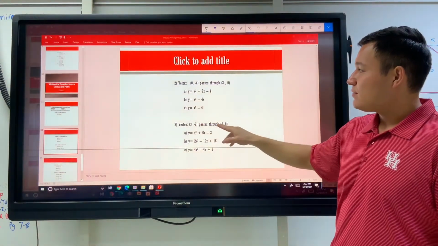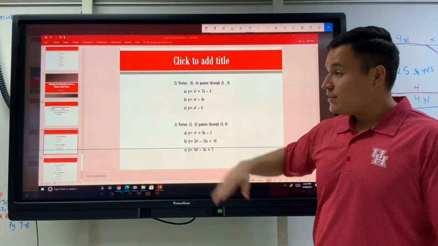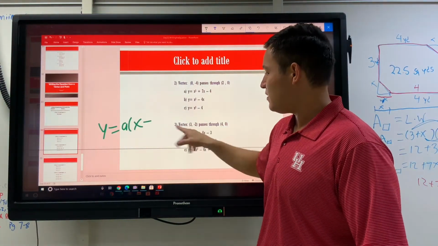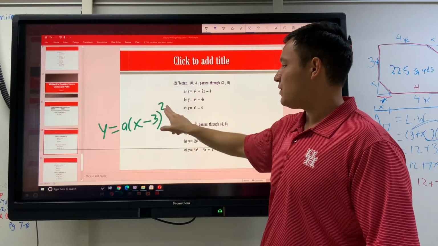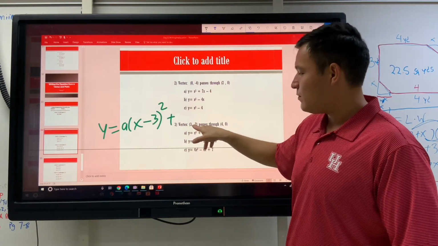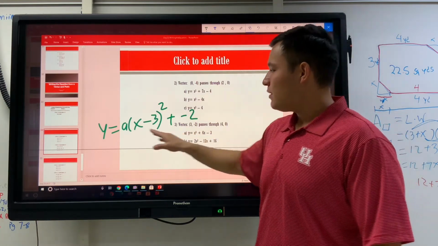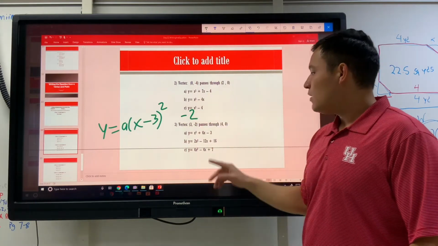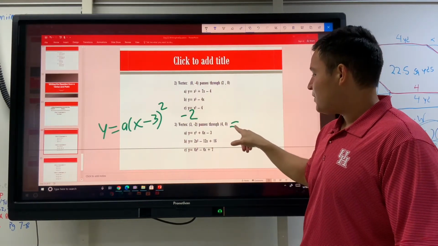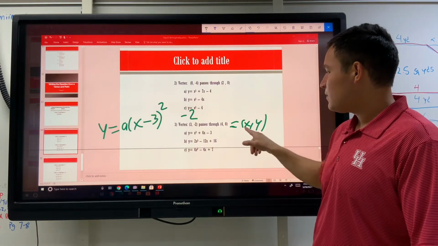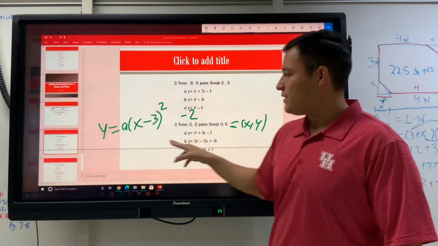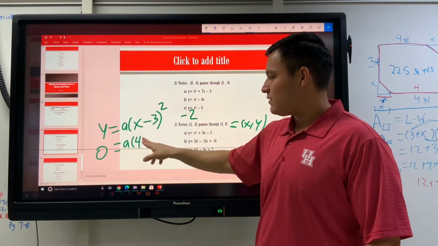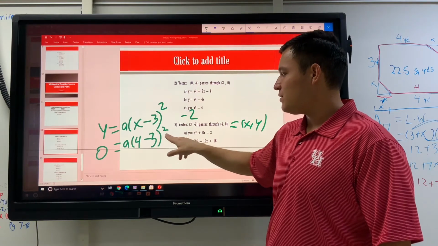The vertex is this. So let's just throw that into the equation. Y equals a(x minus the number they gave you) squared, plus k, which is negative 2. Since I have a plus a negative 2, that's the same thing as just subtracting the 2. Then we take this point, and we're going to use it for an x and a y. The 4 is the x, the 0 is the y. Minus 3 squared minus 2.